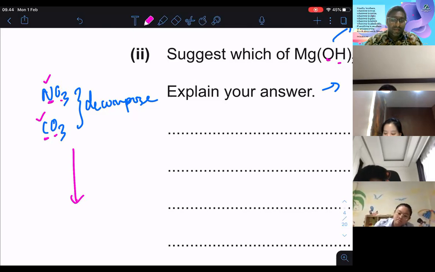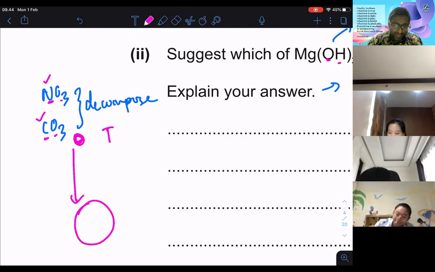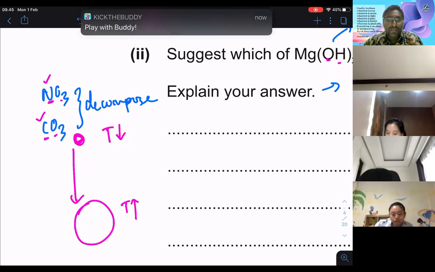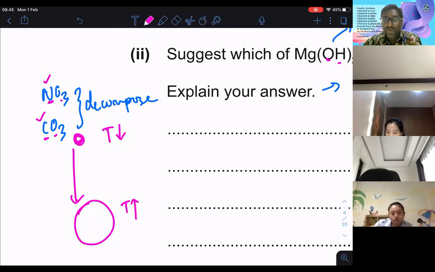So in order to do that, the metal cation must be small. The top one is the smallest one. If you look at group 2, as you go down, the size becomes bigger. So it's easier to decompose at the top, and you require less temperature there, and more temperature to decompose at the bottom. So thermal stability increases down the group, let it be nitrate, carbonate, or hydroxide.